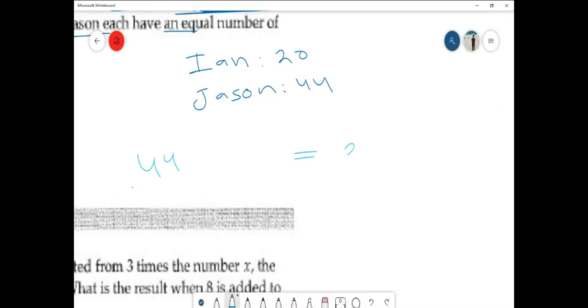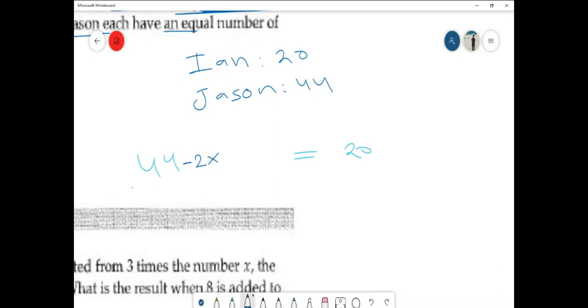So Aeon has how many cards? 20 cards, and JSON has 44 cards. It says that after some trades, these numbers will be equal to each other, 20 plus something or negative something.